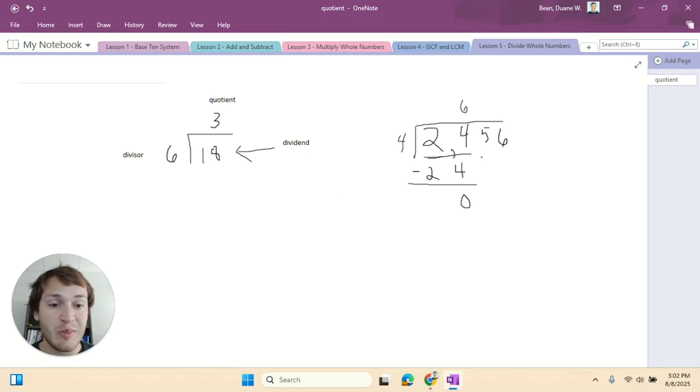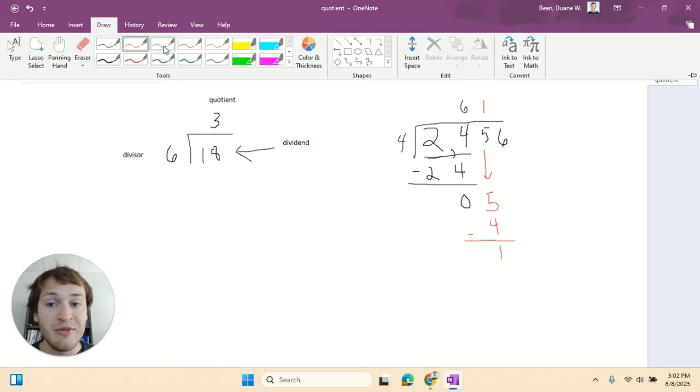Now we're going to take the next number from the original dividend, and we're going to bring it down. We're going to take that 5, bring it down, and add it to the 0. So now we ask ourselves, how many times does 4 go into 5? Well, the answer is 1. 4 goes into 5 one time. Then we do 1 times 4. We get 4. We subtract those two numbers, and we get 1.